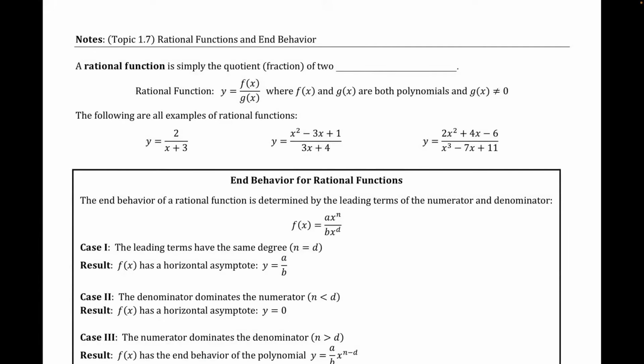Topic 1.7, rational functions and end behavior. So a rational function is simply the quotient or fraction of two what? Two polynomials, perfect. You can say polynomials or functions. You can also say the word functions.